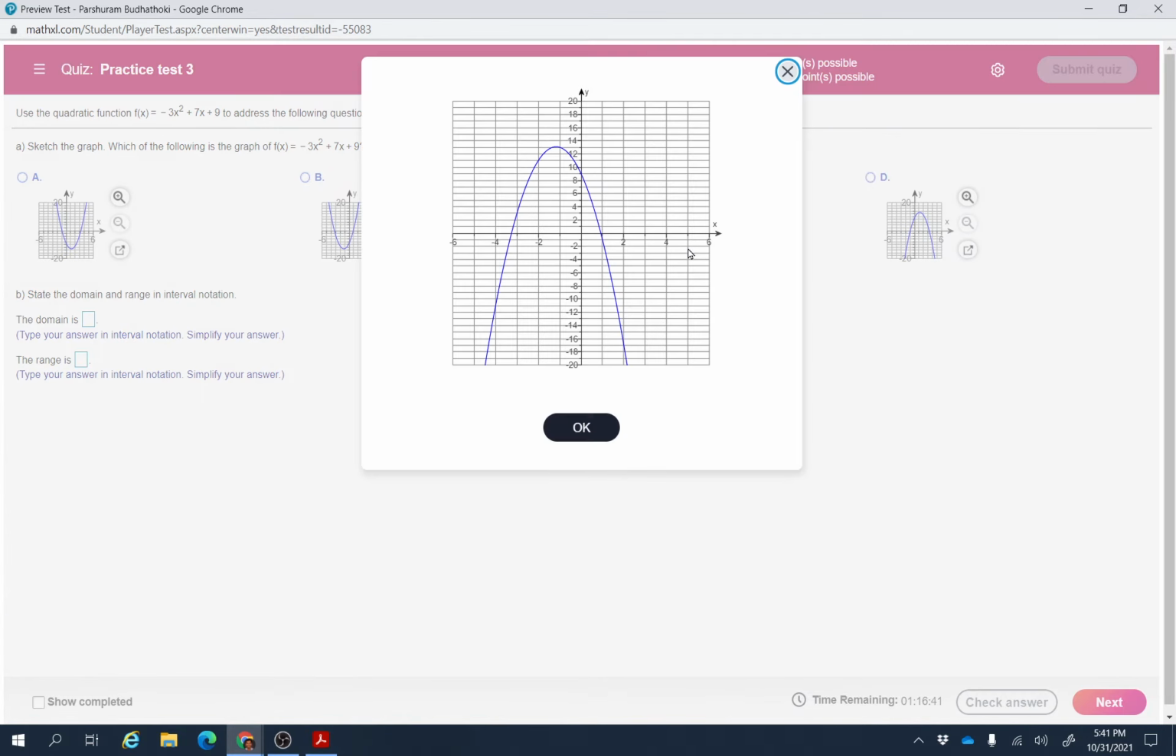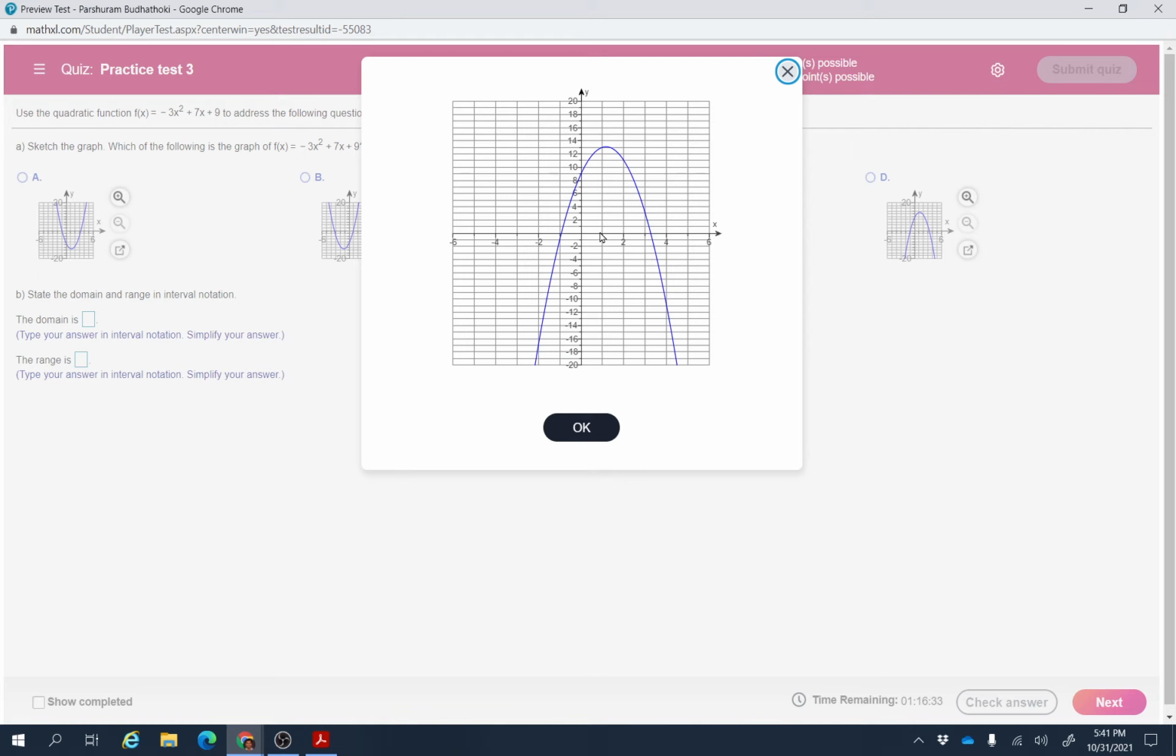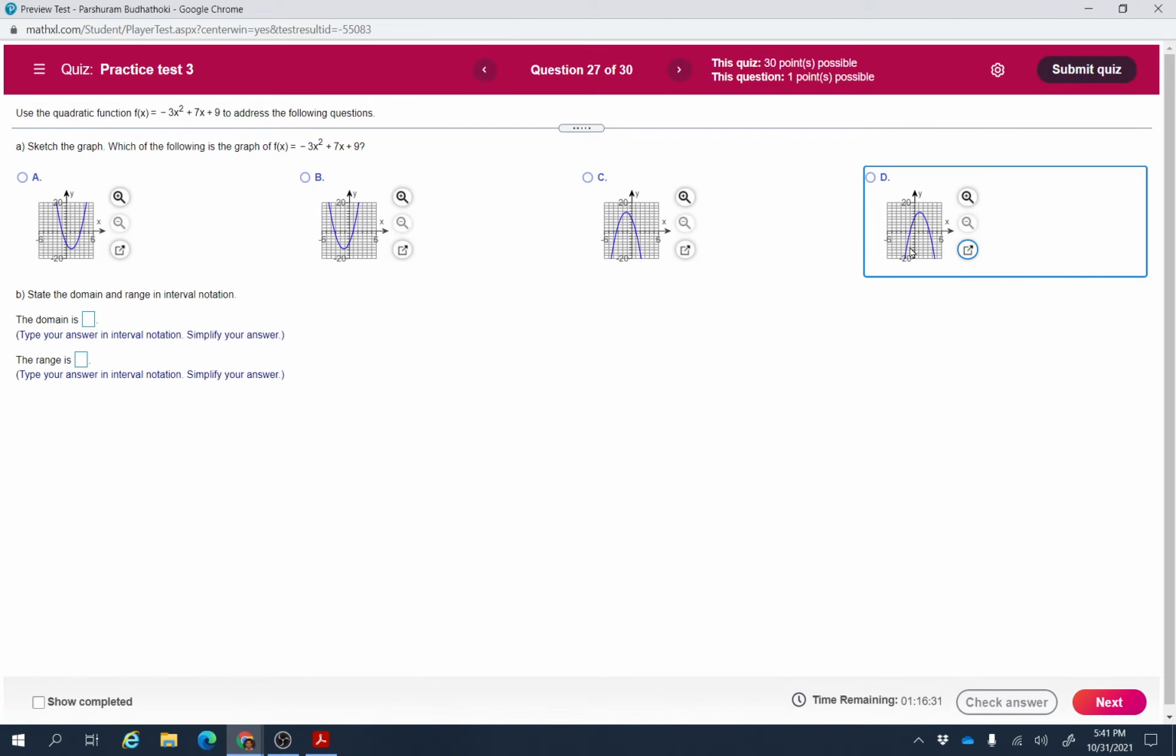So when x is 1, the value of the function should be 13, but this one gives you 0, so this is not the right one. Let's go here. When x is 1, the value of the function is 13. So this is the only graph which satisfies my requirements: concave down, and when x equals 1, the value is 13.